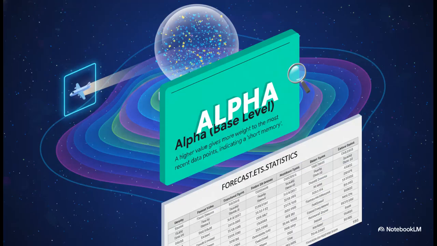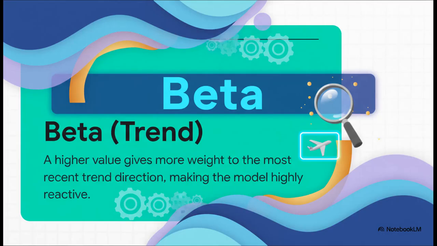Let's start with alpha. This one controls how the model sees the base level of your data. To put it simply, a high alpha value means the model has a really short memory. It's paying a ton of attention to the most recent data points, basically assuming that whatever just happened is the best clue for what's about to happen. Then we have beta, and this is all about the trend. A high beta means the model is super reactive to any change in the trend's direction. So if sales have been climbing for months but took a small dip last week, a high beta model will slam on the brakes and immediately start leveling out its forecast.